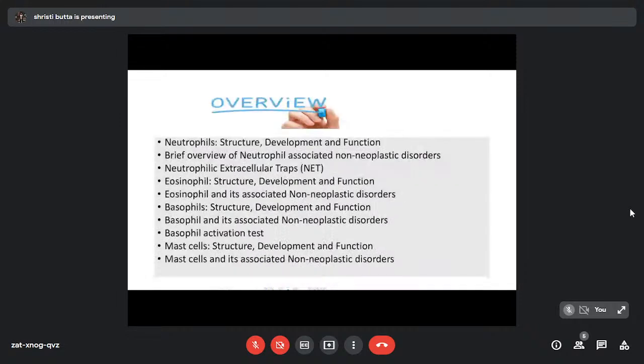With this, let's have an overview of the lecture for today. We have neutrophils, structure, development, and functions with a brief overview regarding neutrophil and its associated neoplastic disorders. The next class, however, will be dedicated to neutrophils. Neutrophil extracellular traps will be given a little bit more emphasis. Eosinophils, basophils, and mast cells with their structure, development, and functions. The basophil activation test will be given a little more emphasis this time. And mast cells and their associated non-neoplastic disorders will also be discussed. So without much ado, let's just start.